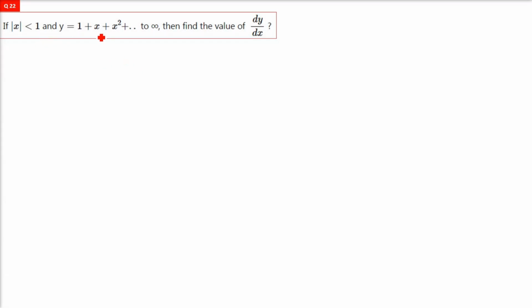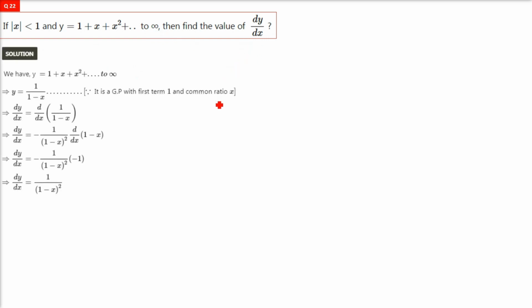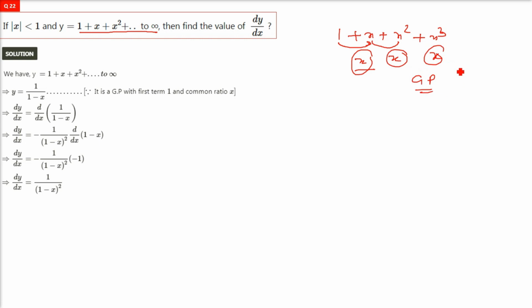Modulus x is less than 1, and y is 1 plus x plus x square till infinity. We have to find the value of dy by dx. This is 1 plus x plus x square, like this. So if you divide x by 1, it is going to be x. If you divide x square by x, it is going to be x. If you divide x cube by x square, it is going to be x. So the common ratio is x. It is forming a geometric progression, and the first term is 1.